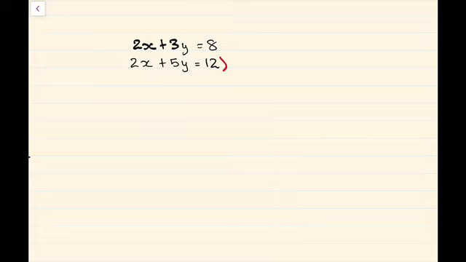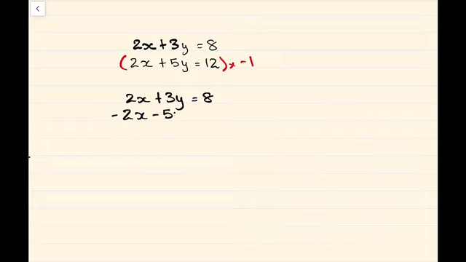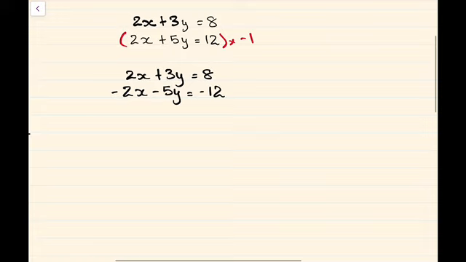So we're just going to multiply this entire equation by -1. We're going to write back the first equation, 2x plus 3y equal 8, and multiply out the -1 throughout the entire second equation. So we're going to get -2x minus 5y equal -12, right? So now we're going to just add them both.